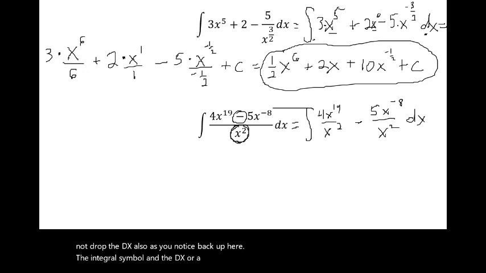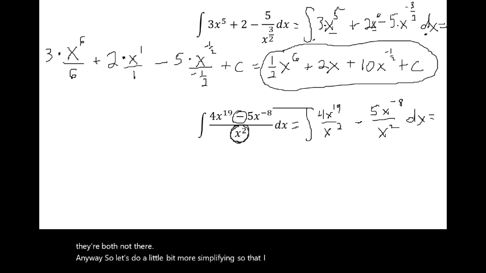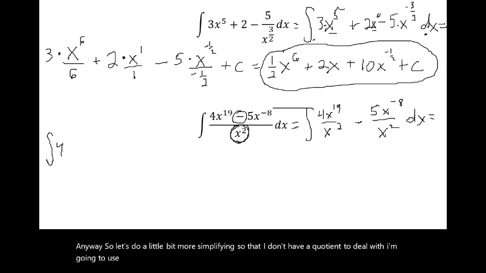So as soon as you take the integral, both the integral symbol and the dx go away at the same time. So they're either both there or they're both not there. Anyway, let's do a little bit more simplifying so that I don't have a quotient to deal with. I'm going to use the quotient rule for exponents.